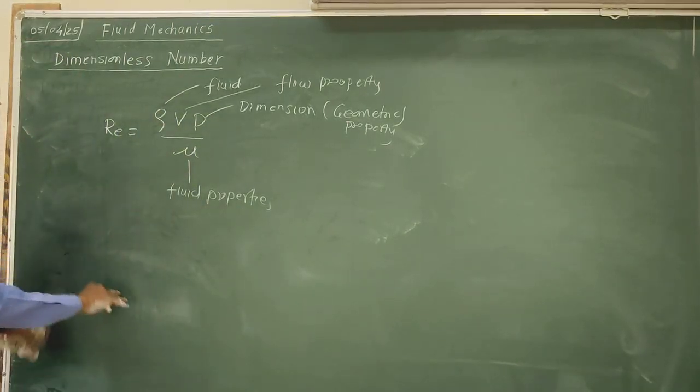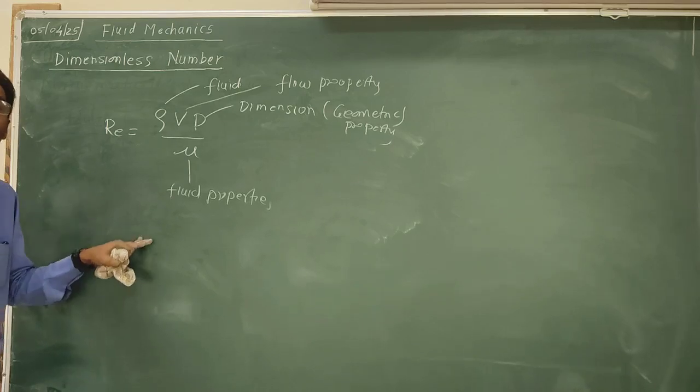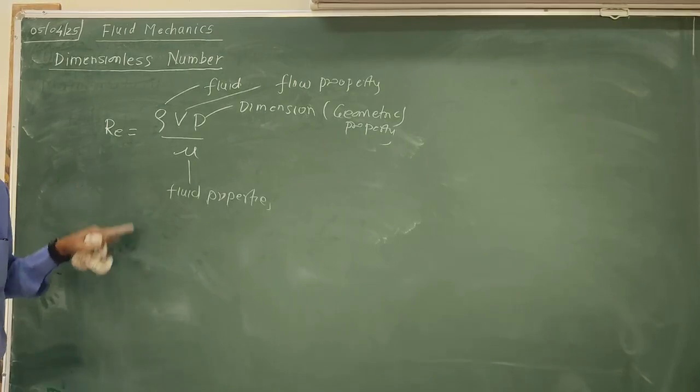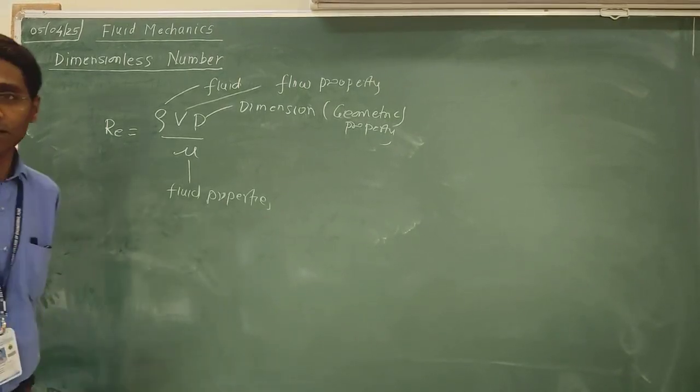Likewise, there are five numbers we are going to see: Reynolds number, Euler number, Weber number, Froude number, Mach number. Each number will have some formula, but for that there should be some basics.